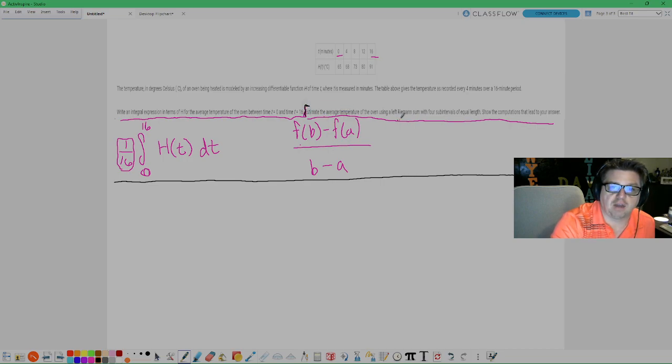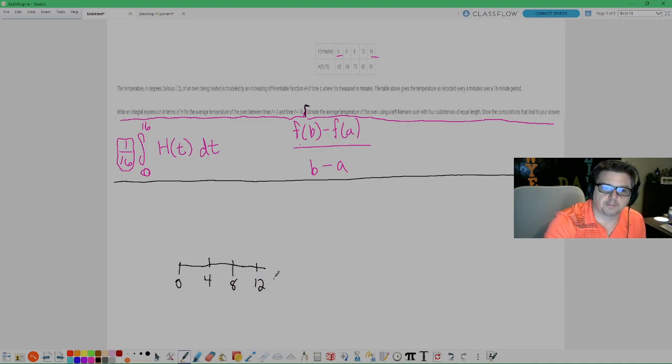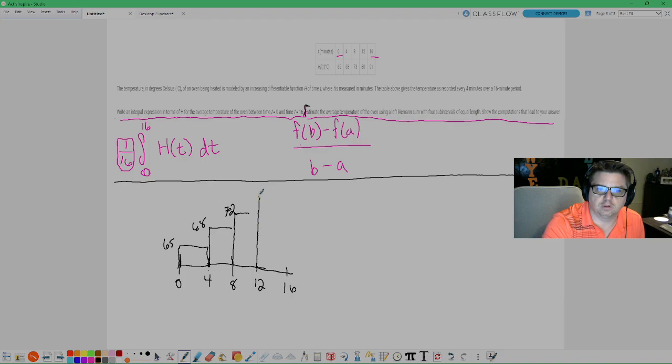It says, estimate the average temperature of the oven using a left Riemann sum with 4 subintervals of equal length. Show the computations that lead to your answer. So we know if we're doing a left Riemann sum and we're starting at 0, even though we go to 16, that's not important. We start on the left-hand side. 0 goes up to 65. And then 4 goes up to 68. And then 8 goes up to 72. And then 12 goes up to 80.